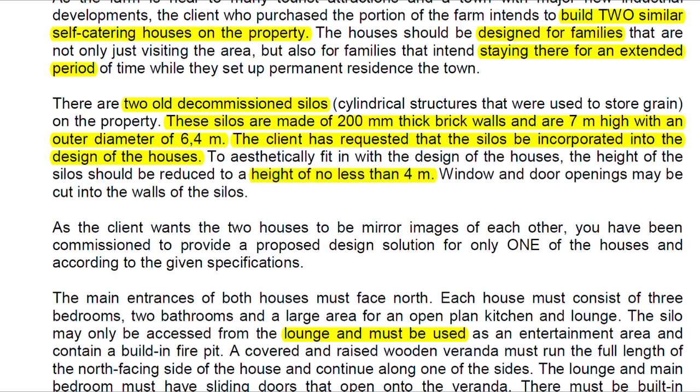Window and door openings may be cut into the walls of the silos. So as I'm highlighting, these are all specifications, right? But they can also be constraints in the same way, because you are constrained by the height. It cannot be less than 4 meters. So just make sure as you read through this, you take note of the things that are stated, that's facts that you have to incorporate.